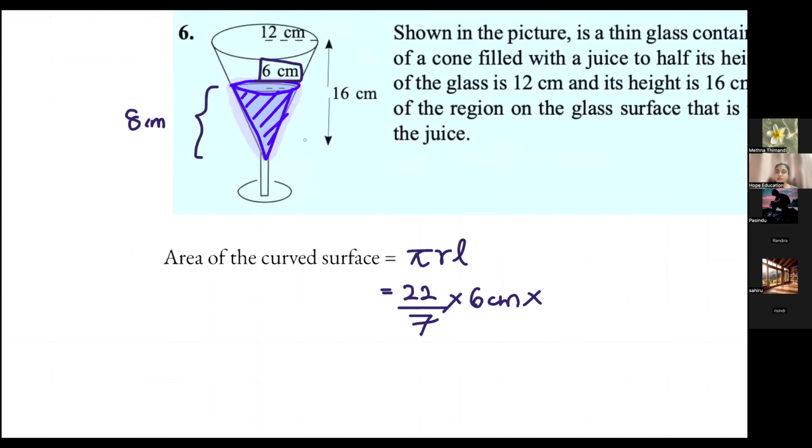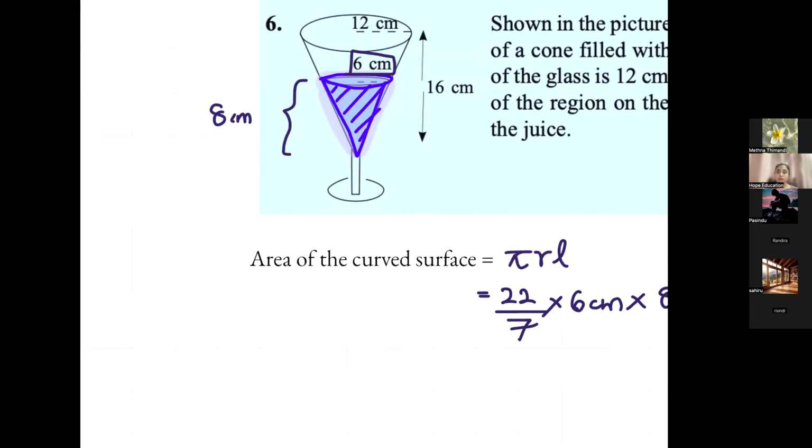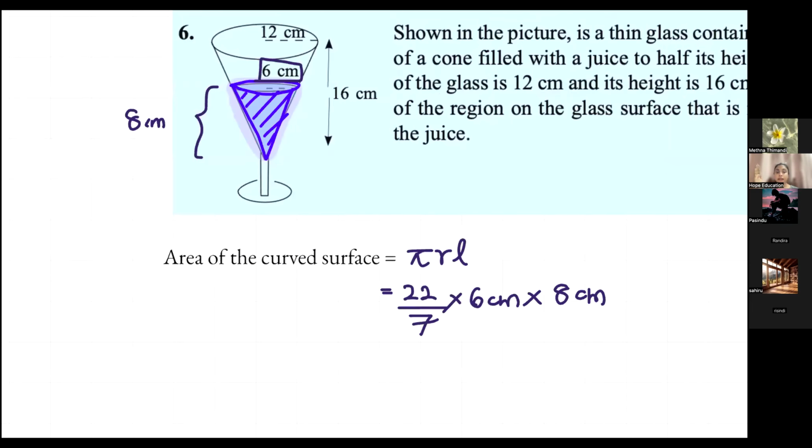Can I take 8 centimeters as L? 8 centimeters, kids? Yeah, 8 centimeters is the perpendicular height.